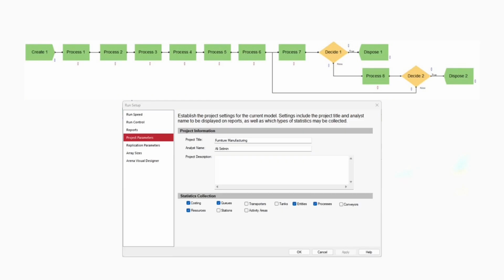For the statistics collection, choose costing, resource, queues, entities, and processes. For the replication parameters, establish replication-related options by setting the number of simulation replications to be run, the length of the replication, the start date and time of the simulation, warm-up time length, time units, and the type of initialization to be performed between replications.